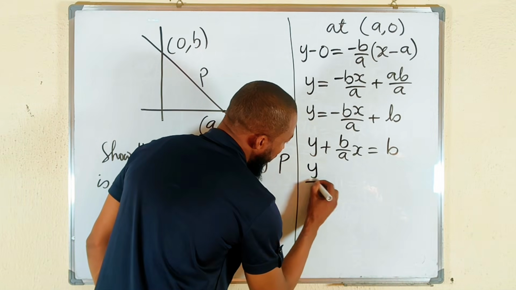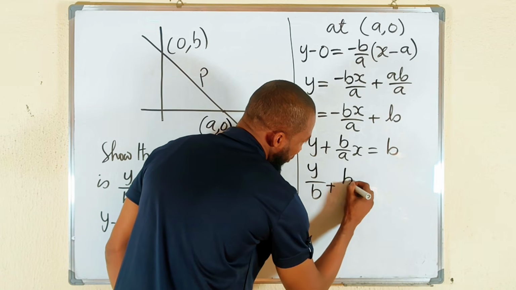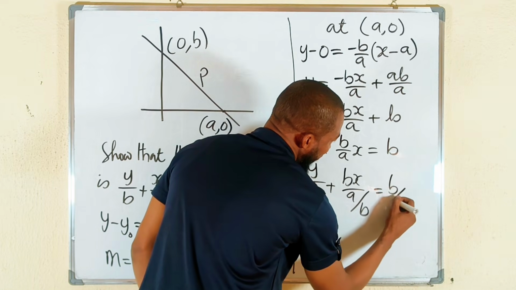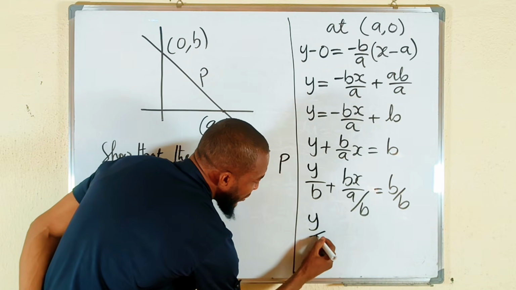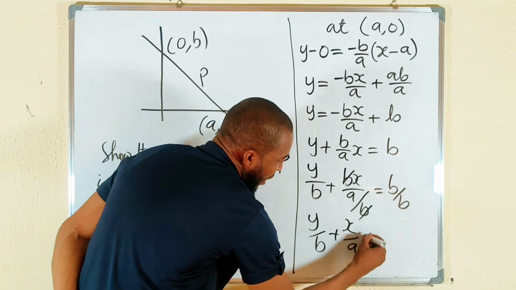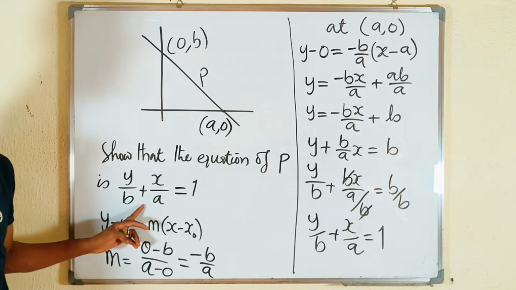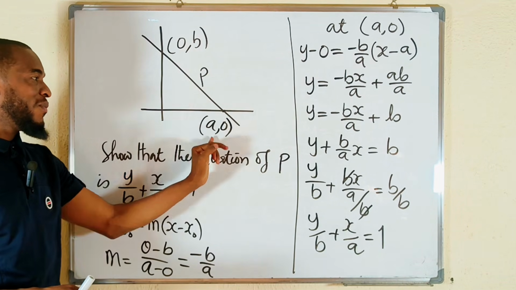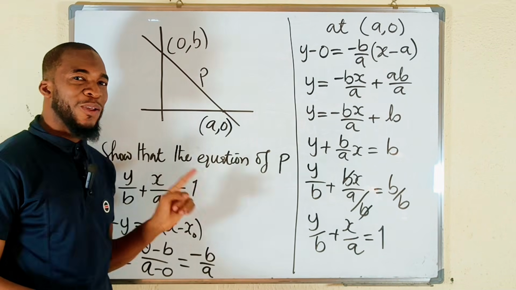So this is y divided by b plus bx divided by a, also divided by b, equal to b divided by b. So I have divided every single term by b. I have y divided by b here. This b and this b will cancel. I have x divided by a, and b divided by b is simply 1. Is it the same? Exactly. So we have shown that the equation of this line P, given these 2 points, is indeed y divided by b plus x divided by a equal to 1.